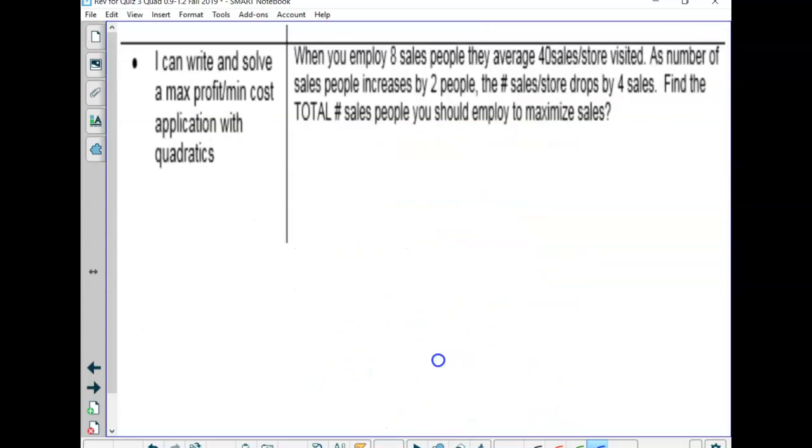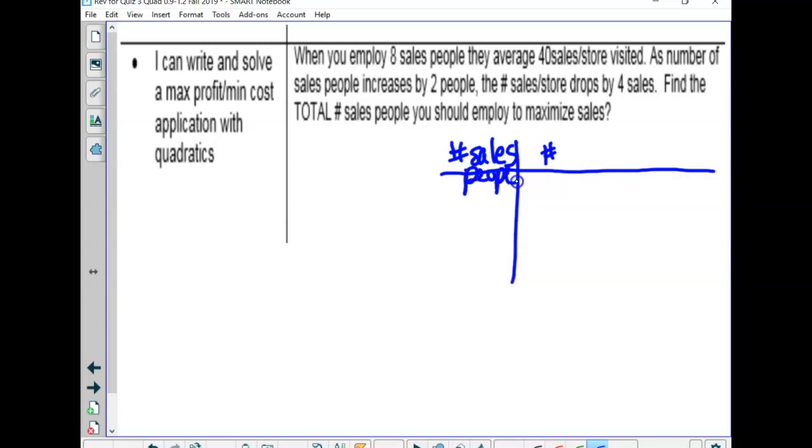The word problem here, this big nasty looking thing. Okay, guys, there's a little more information on the quiz than this. When you employ 8 salespeople, they average 40 sales per store visited. As the number of salespeople increases, this is number of salespeople, number of sales per store, and then the total number of sales.